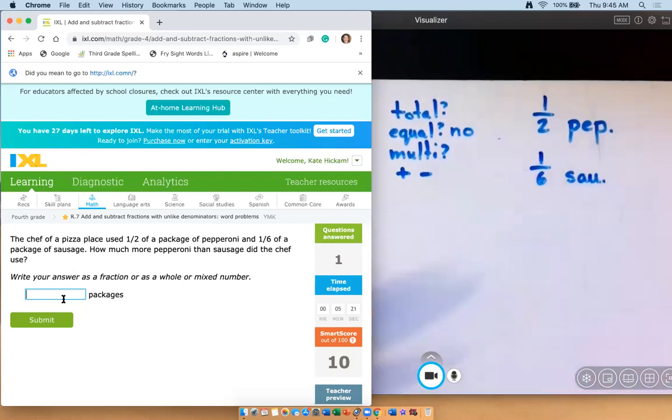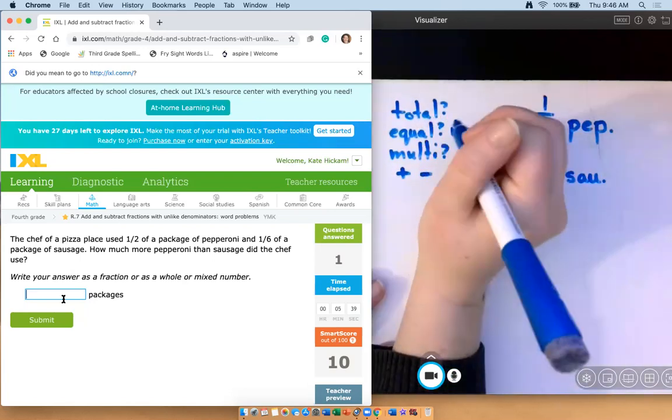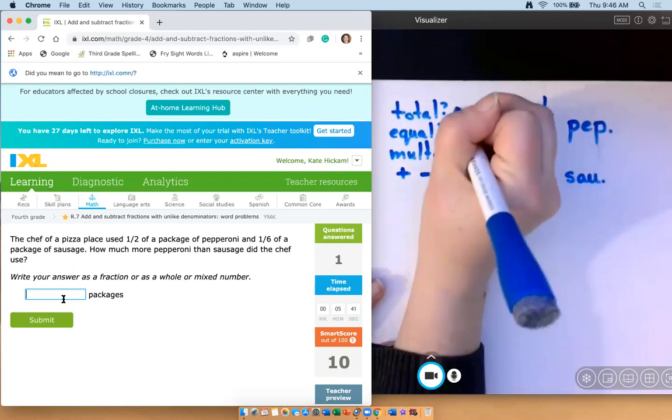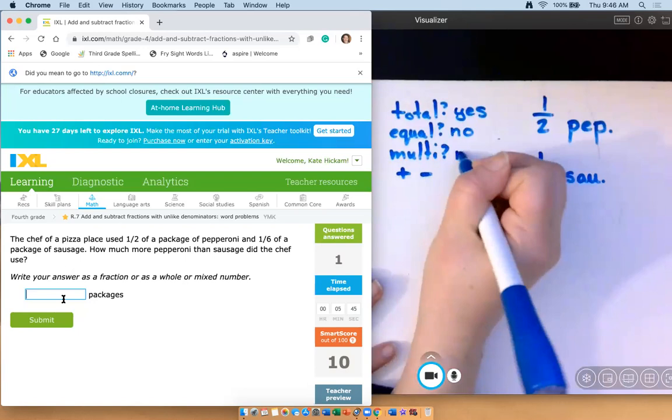How much more pepperoni than sausage did the chef use? How much more? So I'm not looking for the total this time. I'm looking to see how much more one is than the other. I already have the totals. Yes, I have those totals. And no, it is not going to be multi-step.